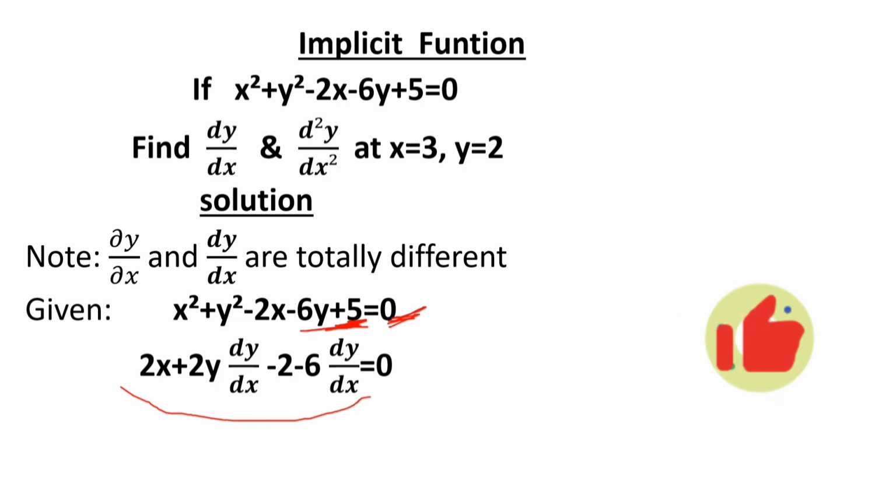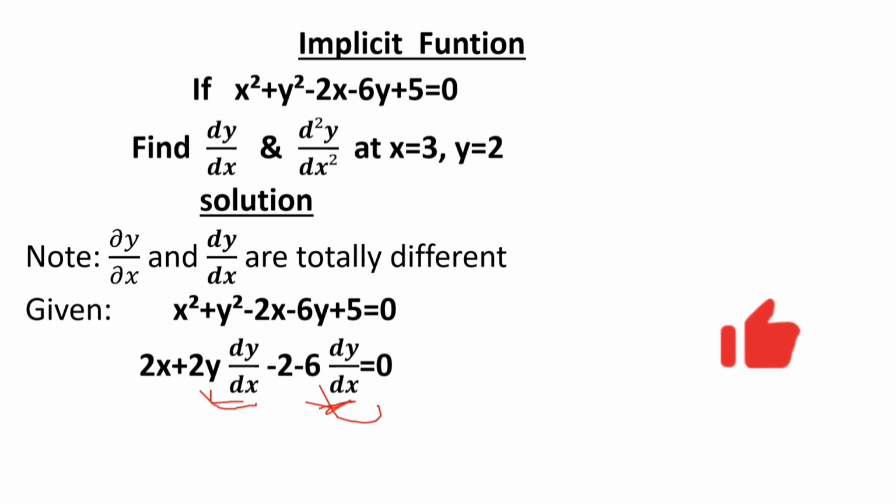Okay, but we need to collect the like terms. Why? Because if you see here, we have the dy/dx here. It's also present here. The dy/dx is present in both. So we need to collect the like terms by bringing where there's the dy/dx to one side and those that don't have the dy/dx to the other side. So collect the like terms.